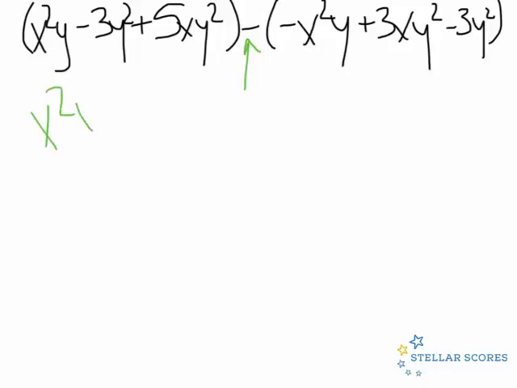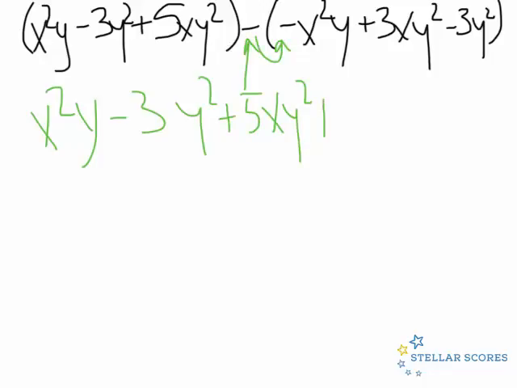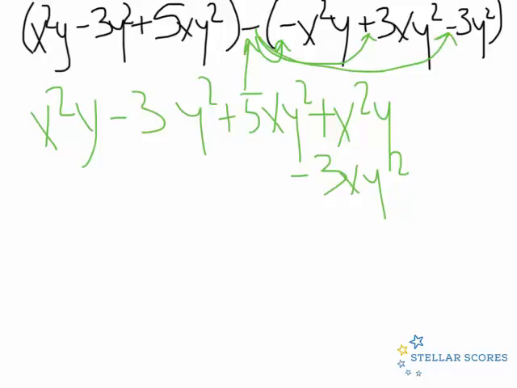So let me rewrite the first part of this. Minus 3y squared plus 5xy squared. So negative times a negative is going to turn that into a plus. So we have plus x squared y. And then that negative here is going to turn this into a minus. So then we have a minus 3xy squared. And then here's the last distribution. Negative and negative is going to turn that into a plus. So we have a plus 3y squared.